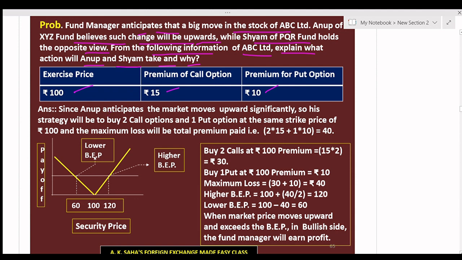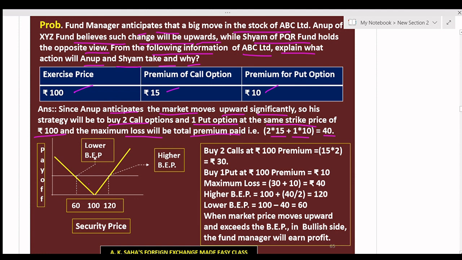Since Anup anticipates the market moves upward significantly, his strategy will be to buy 2 call options and 1 put option at the same strike price of rupees 100. And the maximum loss will be the total premium paid, that is equal to 2 into 15, where 2 is the number of call options and 15 is the premium paid per option, plus 1 into 10 for the put option, which is equal to 40.